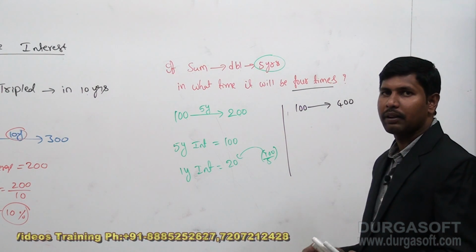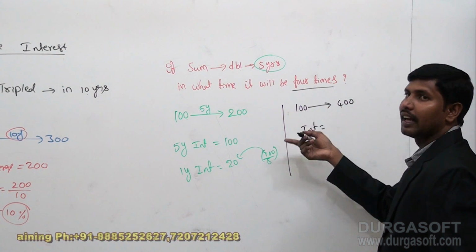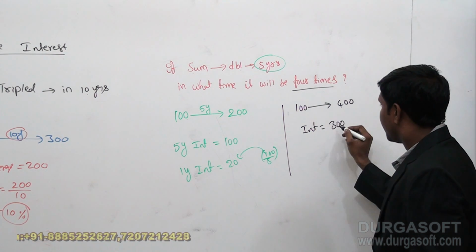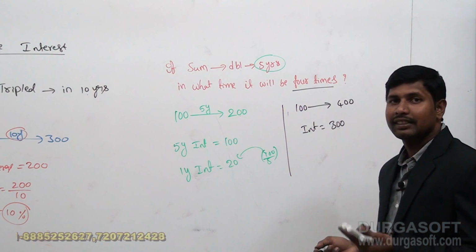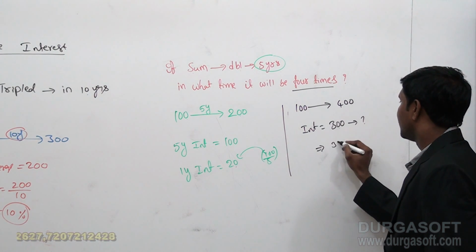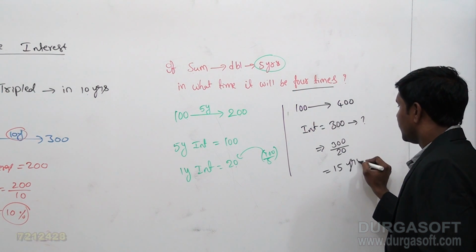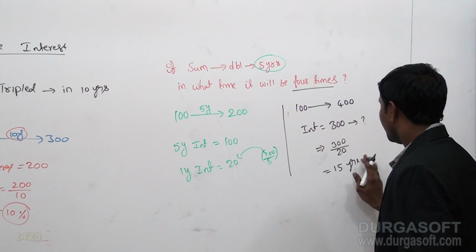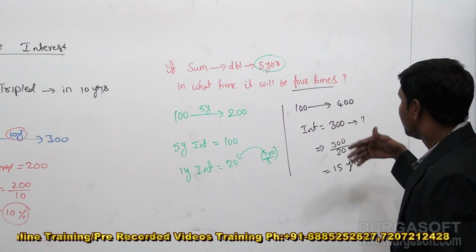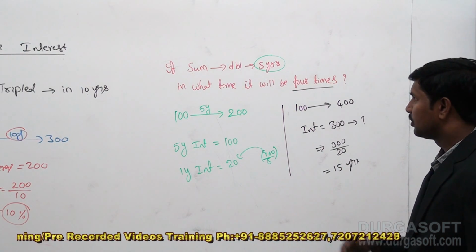When 100 has to become 400, how much interest do we need to add? We need to add another 300 rupees interest. So 300 interest should be added. For that, what is the time we are taking? For 1 year we are getting 20. For 300 it will be 300 by 20, which is equal to 15 years. So this is how we are taking 15 years. So the money will become 4 times in 15 years.